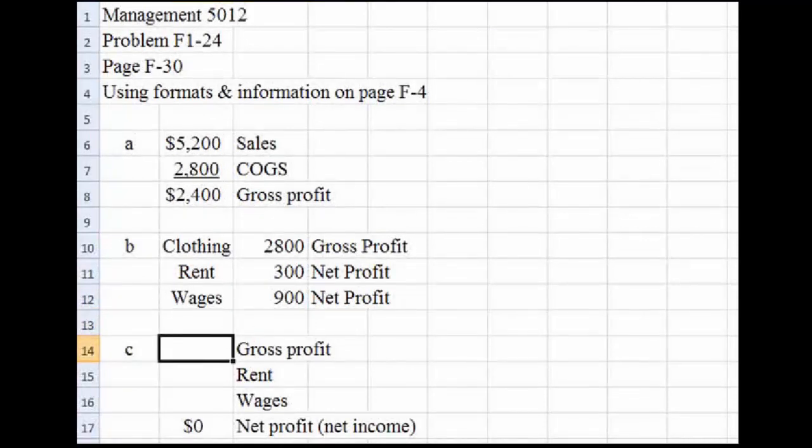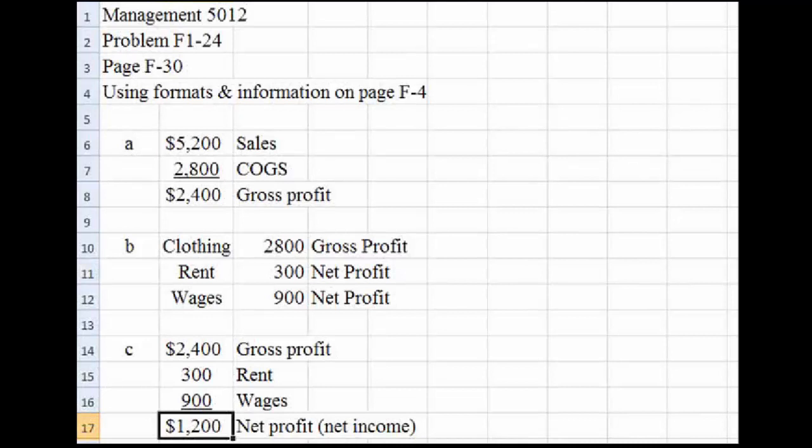Now finally, it says to calculate the net income for last month. Now, going back to page F4, you'll see that gross profit less the items coming out for net profit come back to the net income. So, your gross profit is $2,400, like it says up above in response to question A. Your rent is $300, which you just typed in, $900 for wages, and that leaves you with a net profit.